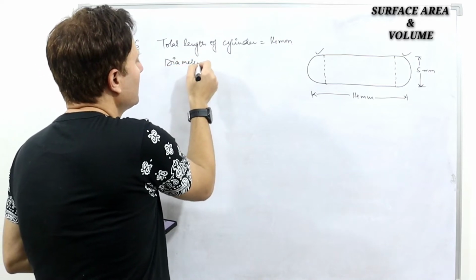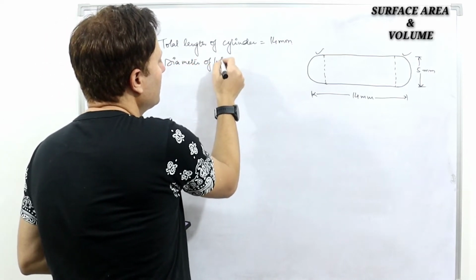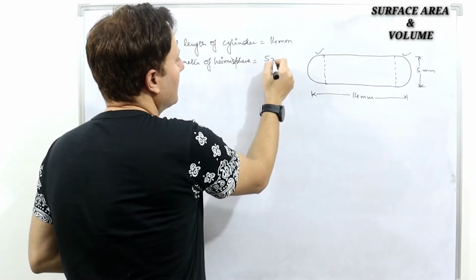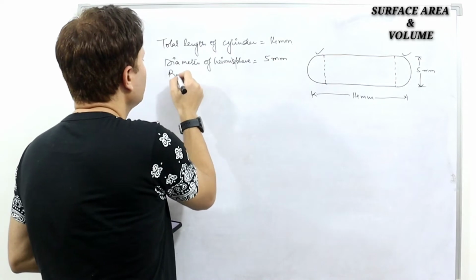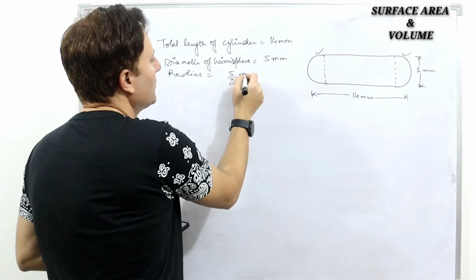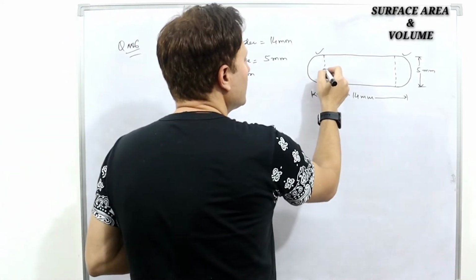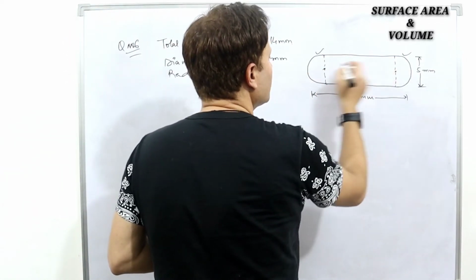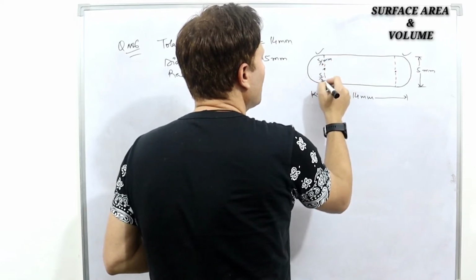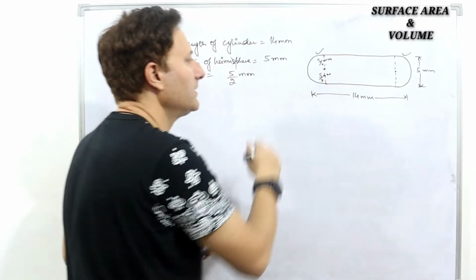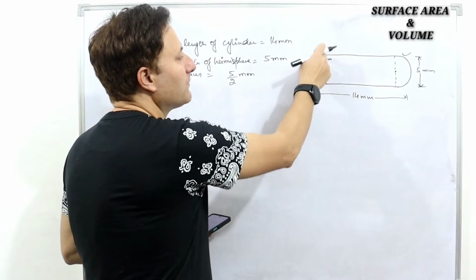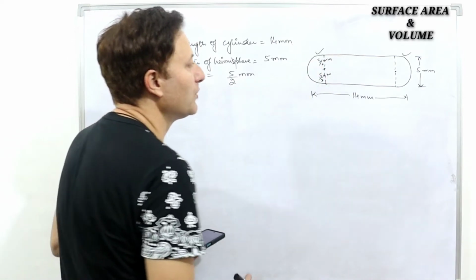Diameter of hemisphere is 5 mm. So what will be the radius? Obviously it will be 5 upon 2 mm. So if I take this as the center, this will be 5 upon 2 mm and this will be 5 upon 2 mm. Why? Because radius is from the center and the hemisphere is spherical, so we have the radius here. So radius is 5 upon 2 mm.